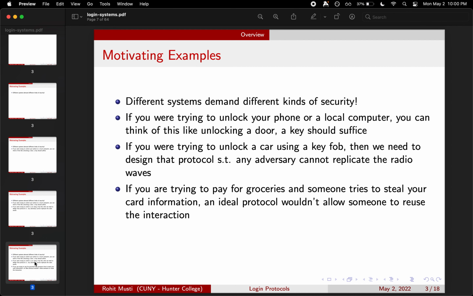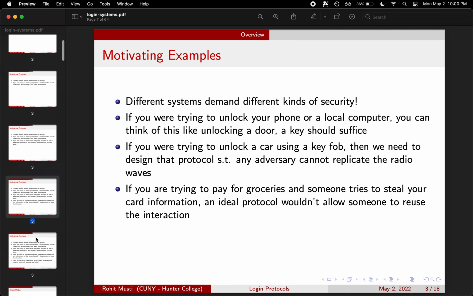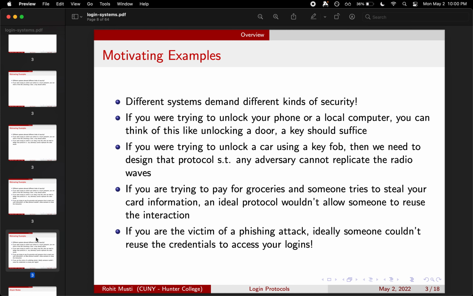And lastly, if you're trying to pay for groceries and someone steals your credit card information, in a perfect protocol, we wouldn't allow someone to reuse that interaction and reuse your credit card. So as you can see, no one can record the interaction of you sticking your key in a door. So that doesn't really need to have the same kind of security that you need when someone can record and adversarially interact with your protocol. So with that, another example is if you're the victim of a phishing attack, it'd be great if someone couldn't reuse the credentials that they stole through the phishing attack to log into your systems.